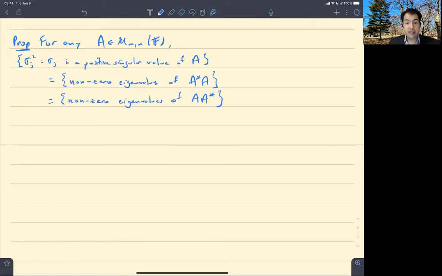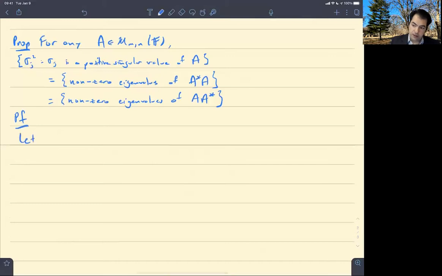Okay, so finding singular values is not much harder than finding eigenvalues. You just have to first compute either A star A or A A star. Sometimes one of them will be simpler to work with than the other one. Doesn't matter, you can use either one you want. Find the eigenvalues, and then the non-zero ones, take their positive square roots, and those give you the positive singular values of your matrix. Okay, so let's prove this.